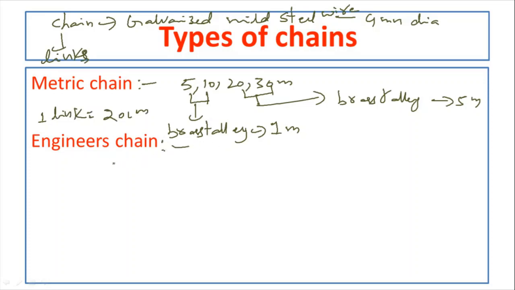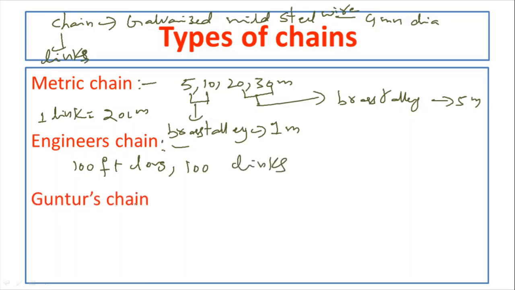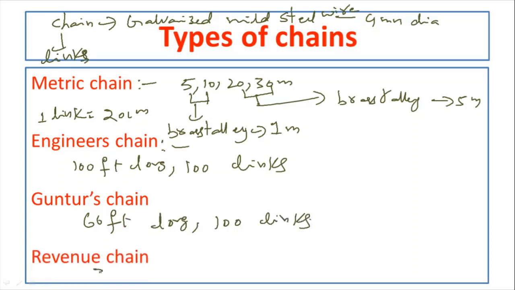If the engineer's chain is 100 feet long, it consists of totally 100 links. Next one is the Gunter's chain, which is 66 feet long and totally consists of 100 links again. Next one is the revenue chain. This revenue chain is 33 feet long and consists of only 16 links. So these are the four types of chain available.